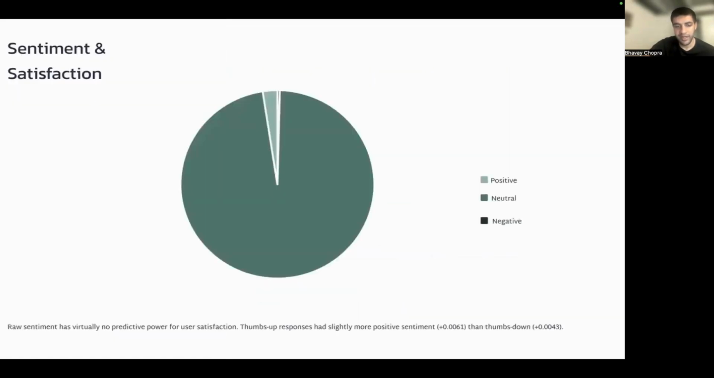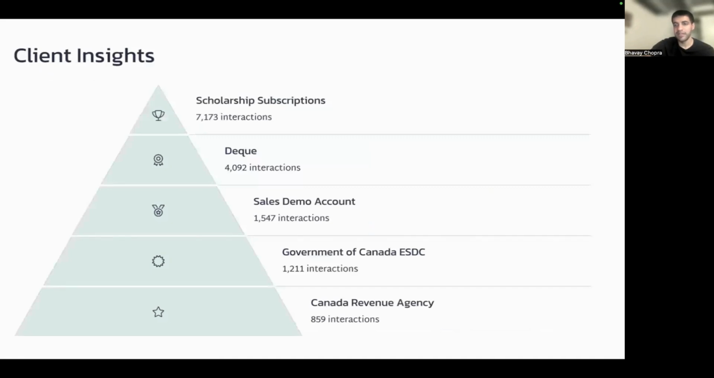So this is the sentiment and satisfaction. Most of the responses had a neutral sentiment, almost 94% of the responses. And there were a few negative as well as a few positive. What we found here is that raw sentiment has virtually no predictive power for user satisfaction. The thumbs up responses had slightly more positive sentiment than thumbs down, which doesn't indicate much as the difference is very minimal. And these are some of the client insights.